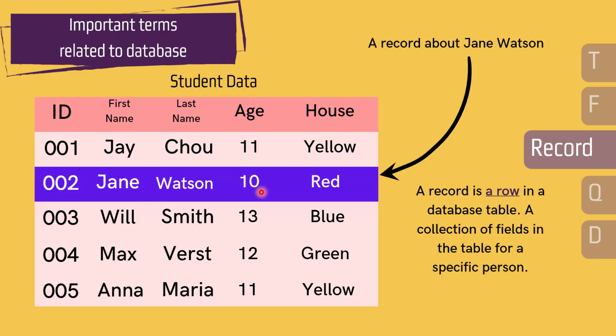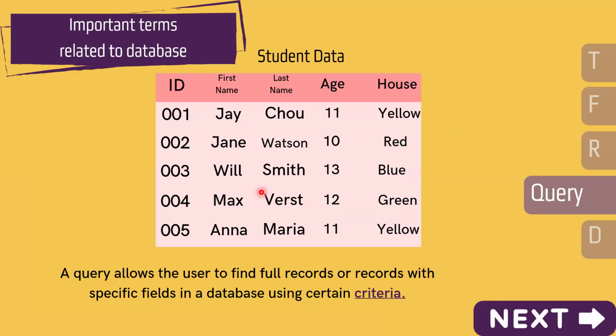So, a table is a collection of rows and columns. Second, a field is basically a column in a table. And third, a record is a row in an entire table.